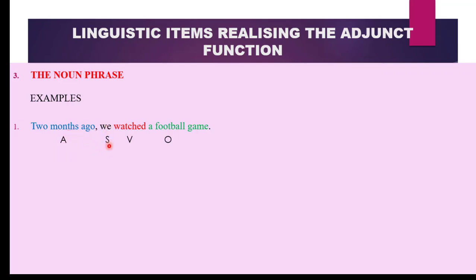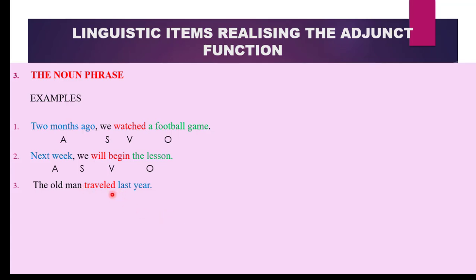Then we have our subject, our verb, and what did we watch? A football game, our object. In this sentence, next week we will begin the lesson. What do you think is the adjunct? It is next week because it gives us information about time. The old man traveled last year. What is the adjunct? It is last year because it is a noun phrase giving us information about the time when the old man traveled.